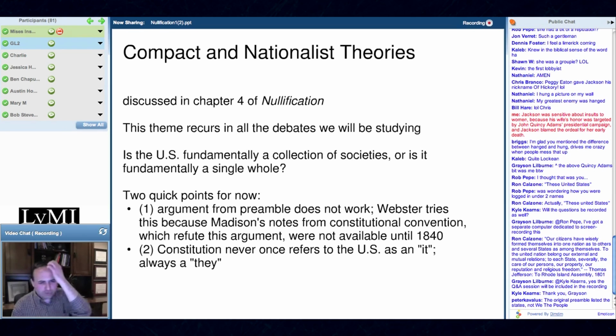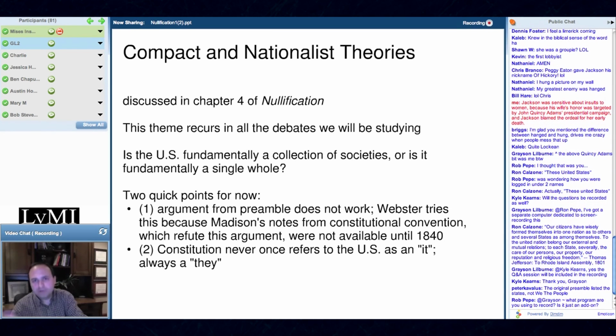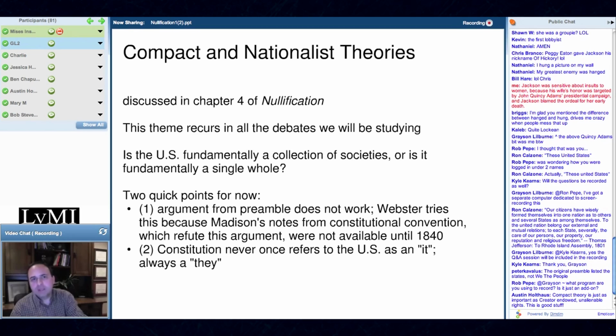Now, I just do want to make two quick points here. Obviously, I'm coming at this from the point of view of somebody who is persuaded of the rightness of state nullification, but I do want to look at both sides honestly and weigh the strengths and weaknesses of the two sides, and we will indeed do that as the weeks go on. But I do want you to be aware of two points.